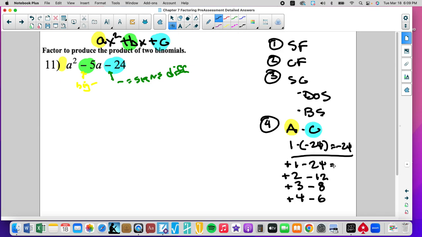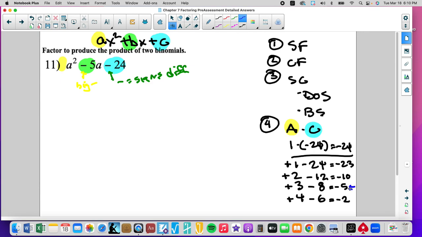And now we're going to combine them. This gives me negative 23. This gives me negative 10. This gives me negative 5. This gives me negative 2. So the product has to equal negative 24, and the sum equals this. We're looking to see which sum equals my middle value, negative 5. Which one of those equals negative 5?